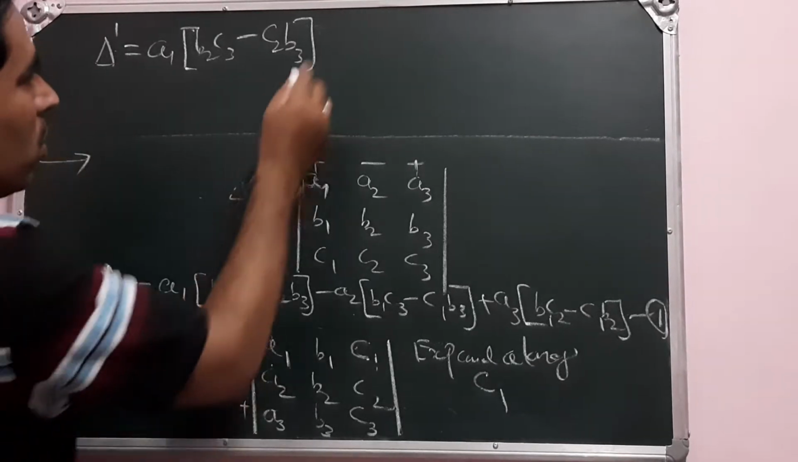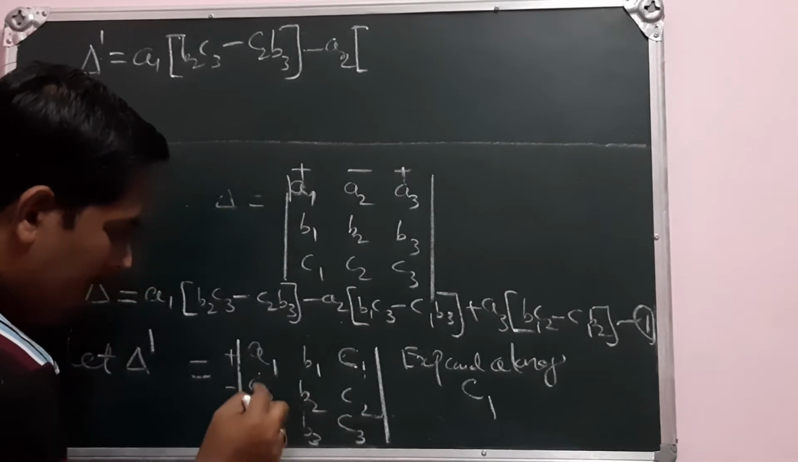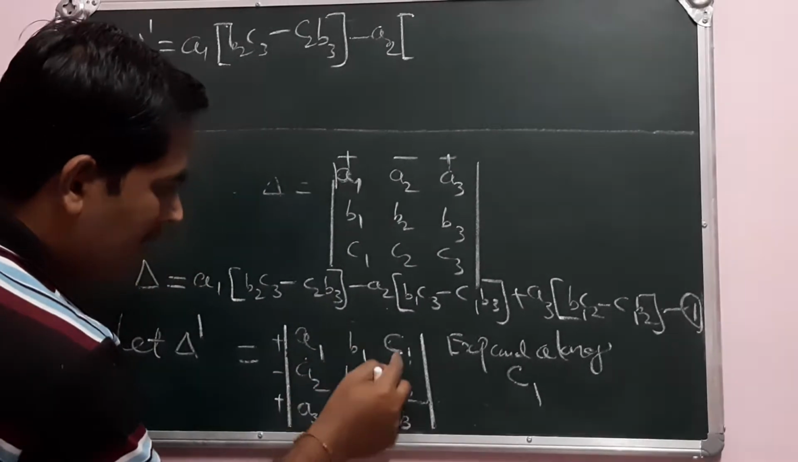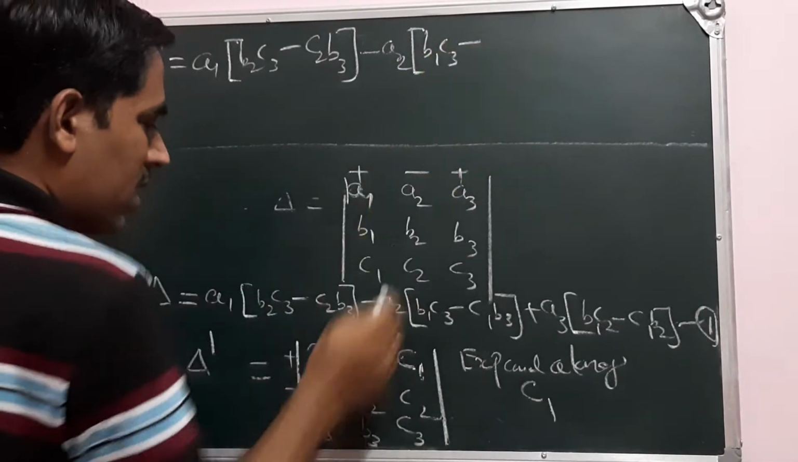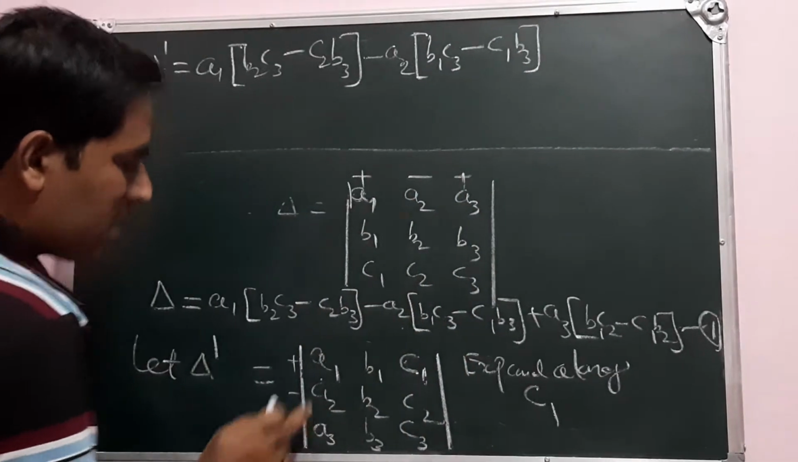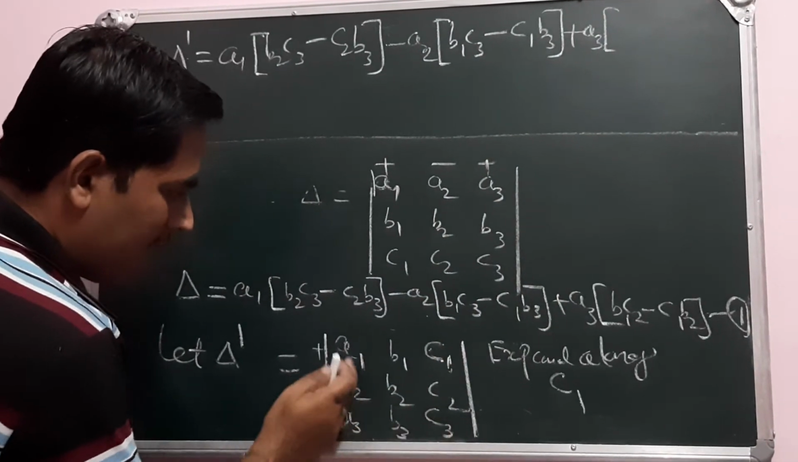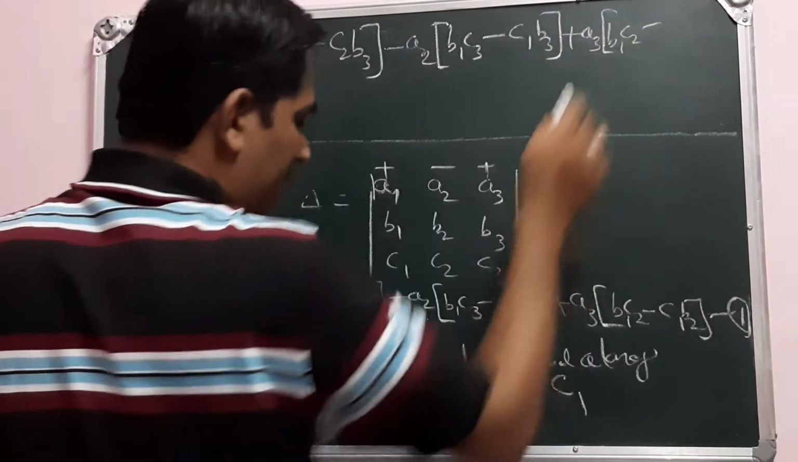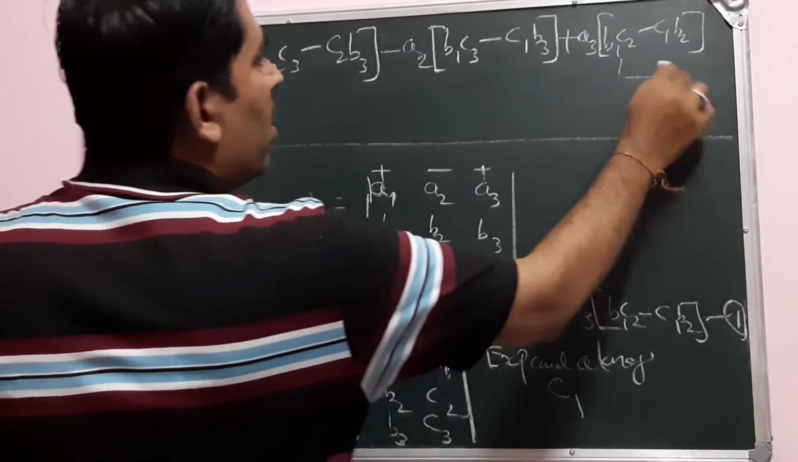Minus A2 into, you leave this row and this column. A2 lies in this row and this column, then I will get B1 C3 minus C1 B3. The last one is plus A3 into, you leave this row and this column, I will get B1 C1 B2 C2, so I cross multiply here: B1 C2 minus C1 B2. Let me call this equation 2.